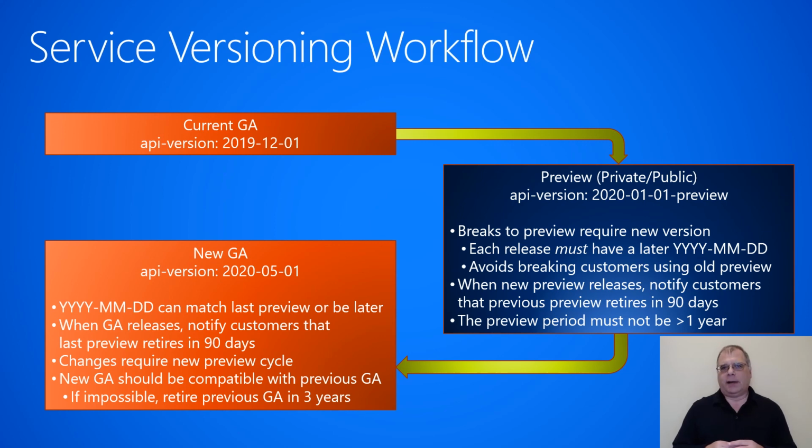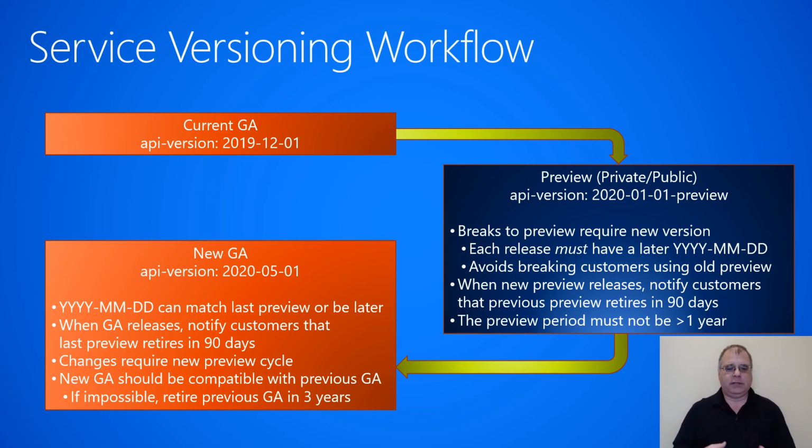Finally, when you're ready to take your service out of preview and make it become the new version or GA version of your service, then you go to the API version and you can either update the year, month, and day, or you can keep the last preview year, month, and day, but you remove the -preview suffix, of course, because this is no longer in preview. It's now the latest GA version of your service. So as I mentioned here in the red box in the bottom left, the year, month, and day can match the last preview, or it can be later. That's up to you to decide.